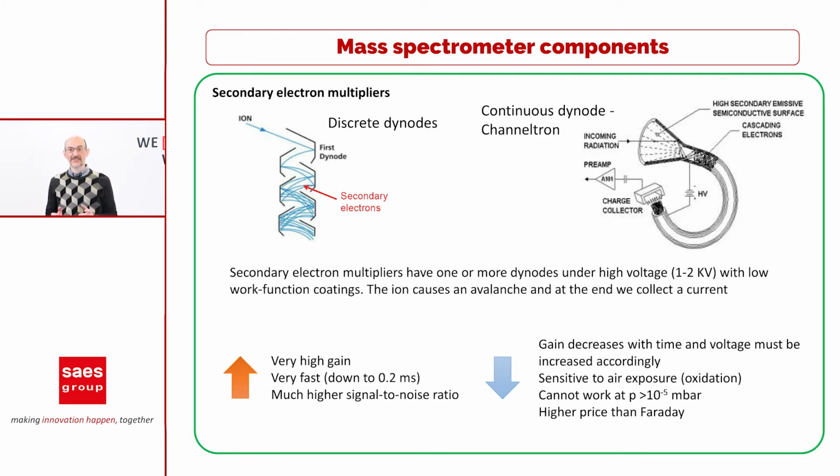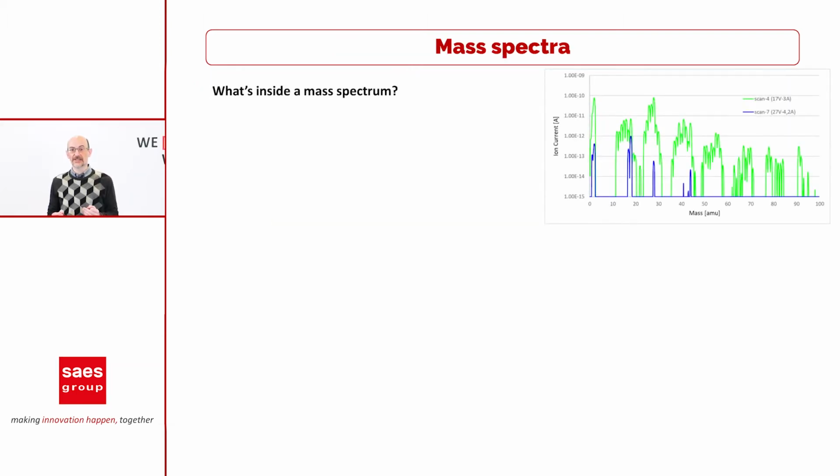And they are sensitive to air exposure. They cannot be used at pressure higher than 10 to the minus 5 millibar, and their cost is much higher than a Faraday cup. Let's see where the signals of a mass spectrum come from.